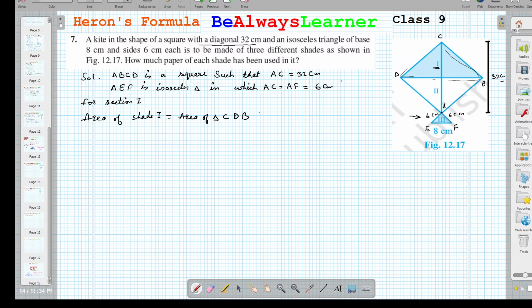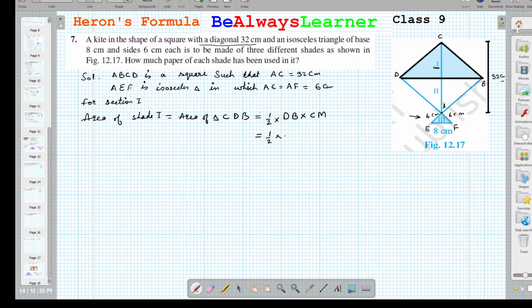Fine. We can also redraw it just to make it clear to you. So here we are finding area of this triangle. Fine. So that is equal to 1 by 2 into base DB into height CM. So this is 1 by 2.